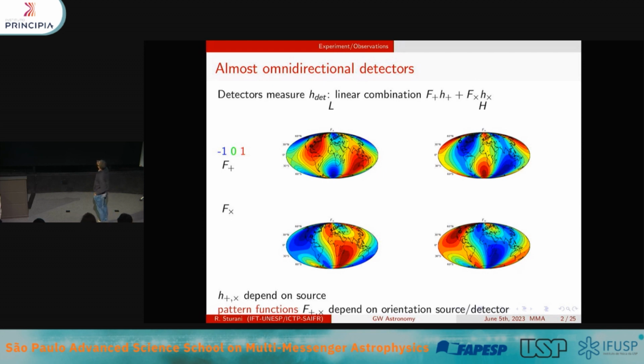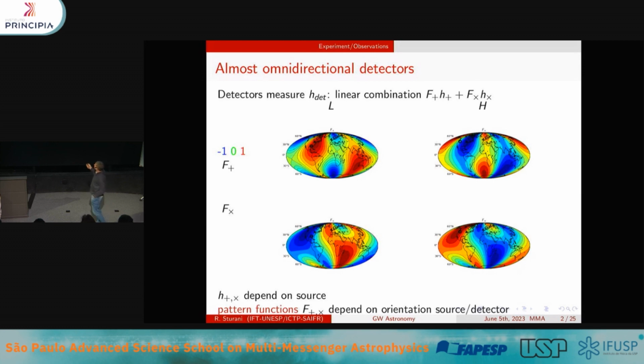But of course, the output doesn't need to be exactly one polarization or exactly the other. It must be a mixture of the two. And the two coefficients, by definition, are called F plus and F cross. And this is quite universal. In all papers and books, you find them called F plus and F cross. They are just the numerical prefactor that takes the polarization into the output of the detector.